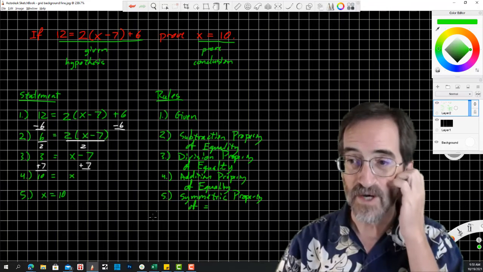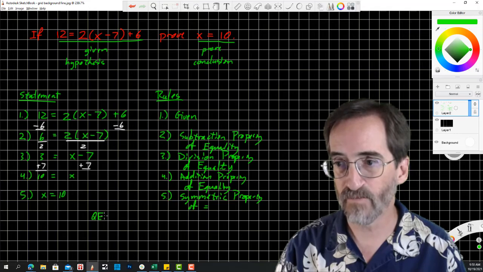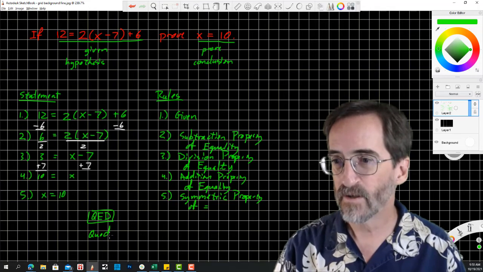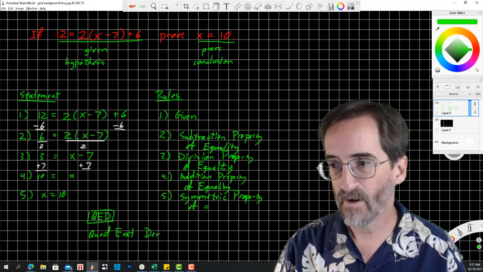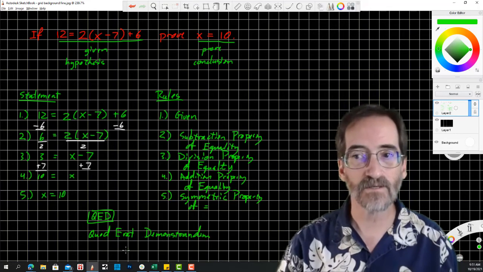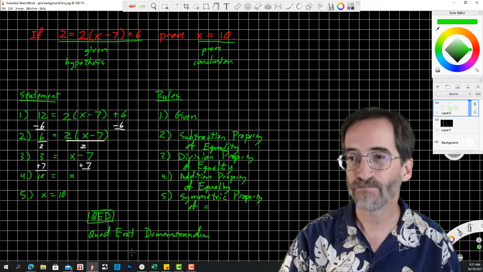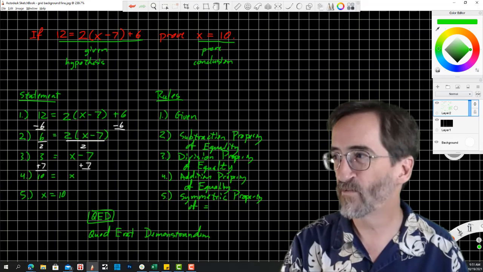And we did finally set out to prove what we set out to prove, so I can end my proof with QED, quod erat demonstrandum, which is Latin for I said it, ergo, therefore I proved it, or I demonstrated it. All right, so that's an algebraic proof. Hopefully that makes sense.